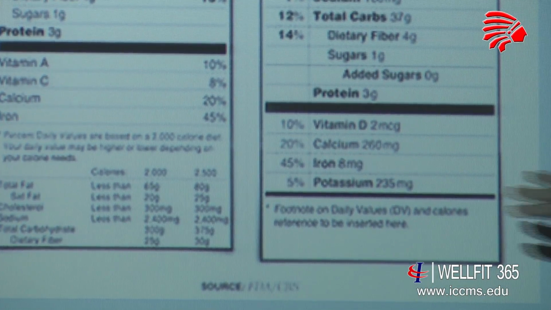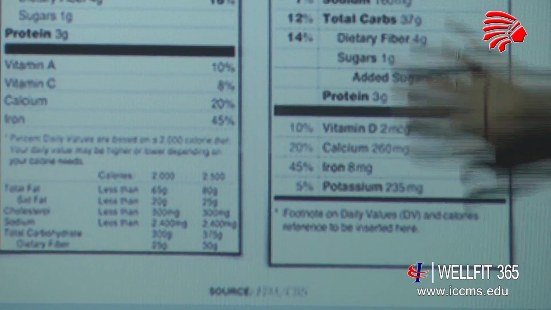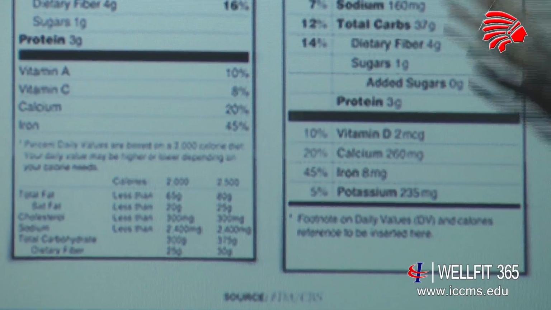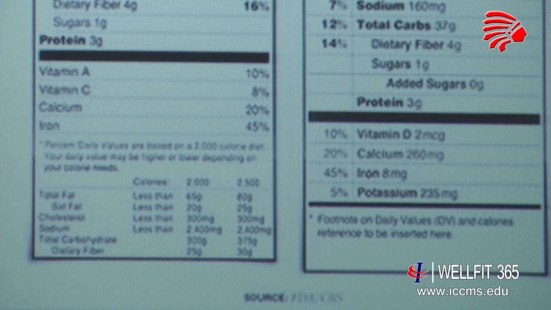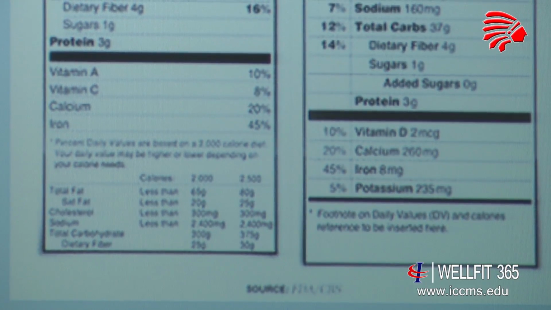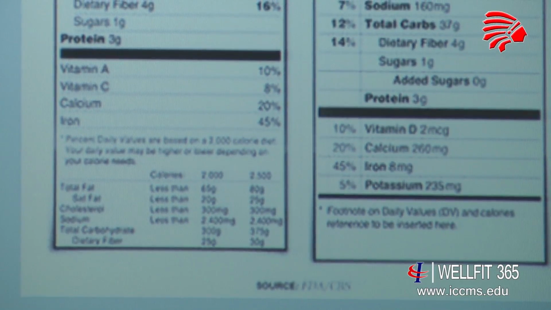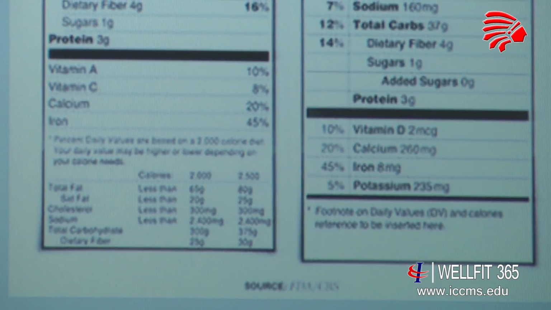And they're still working on trying to come up with what they're going to put on the bottom, but I think they're going to try to explain the percent daily value in more detail, what it means, instead of putting what they've got now with the 2,000 and 2,500 calories. So it's some good changes.